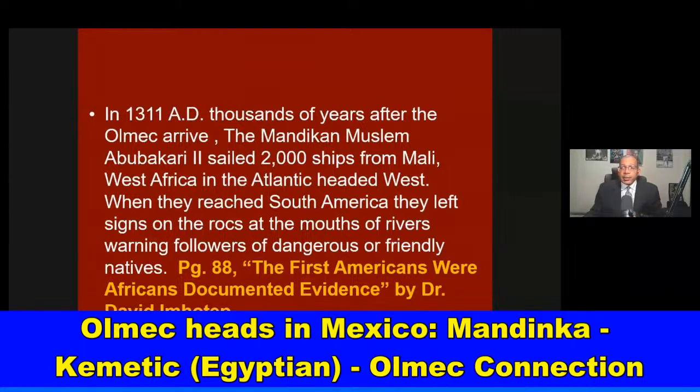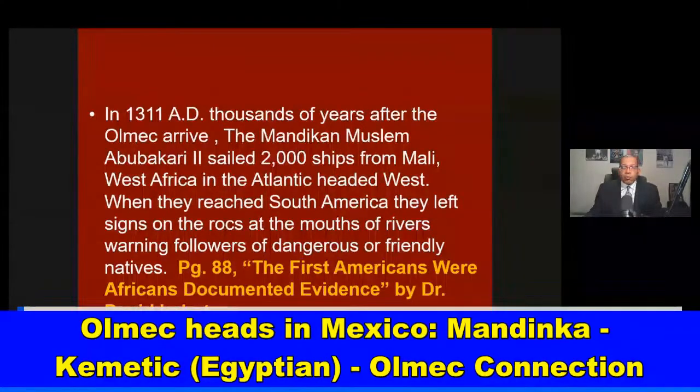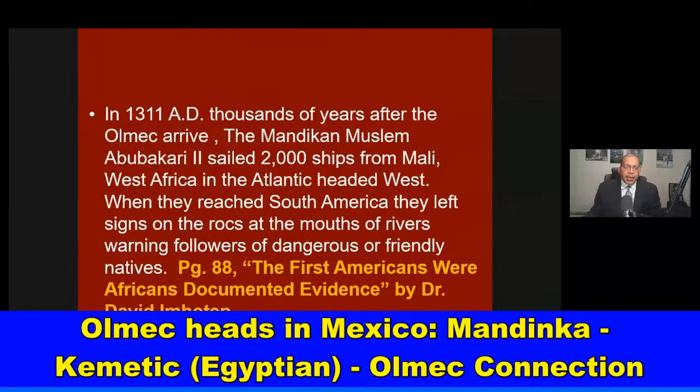Now, in 1311 AD, thousands of years after the Olmec arrived, the Mandinka Muslim Abu Bakr II sailed 2,000 ships from Mali, West Africa, in the Atlantic, headed west. When they reached South America, they left signs on the rocks at the mouths of rivers, warning followers of dangerous or friendly natives. Dr. David Imhotep talks about this on page 88 of The First Americans Were Africans, Documented Evidence.